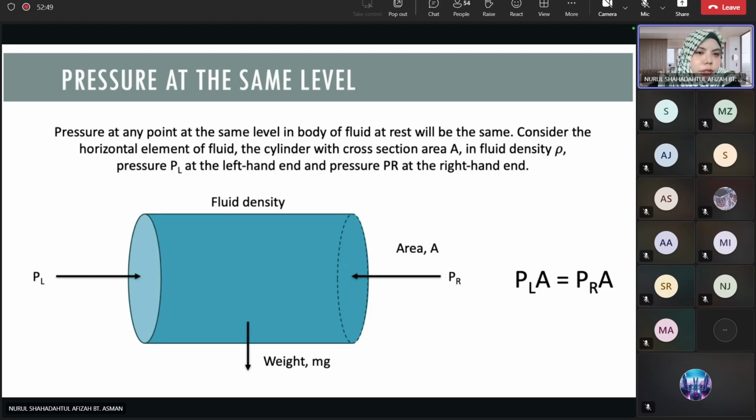So we consider a horizontal element of fluid, a cylinder with cross-section area A in fluid of density, with pressure PL at the left hand end and pressure at the right hand end. It's the same, pressure PL and pressure on the right. So force equals PA, which equals the pressure here. This is easier, because as long as they have the same height or depth, the force is the same. The pressure is the same.